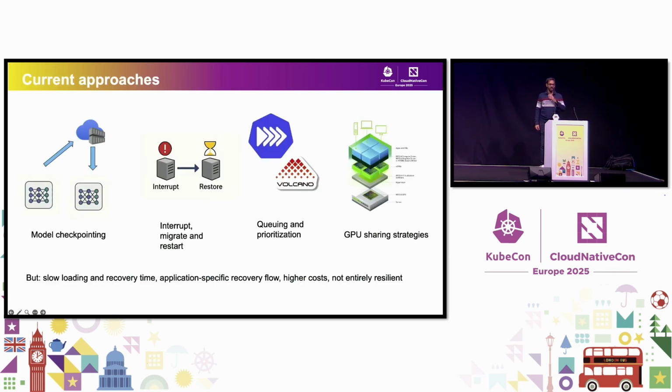Another approach that's commonly done is model checkpointing during training. It's done frequently, and then if a node goes down, you just restore from the registry or another repository where you have the previous checkpoints of the model weights stored, and then you can continue the training process. Some approaches include interrupting your workload as well, and that's a naive approach, and then just migrating to a new node if there's issues.